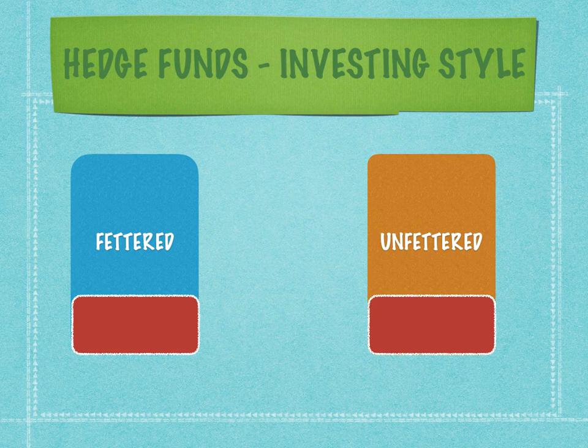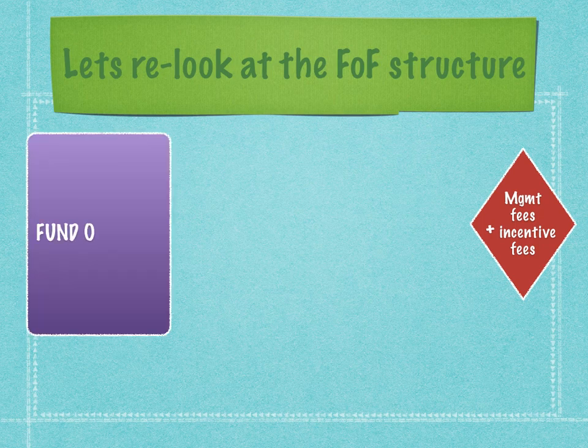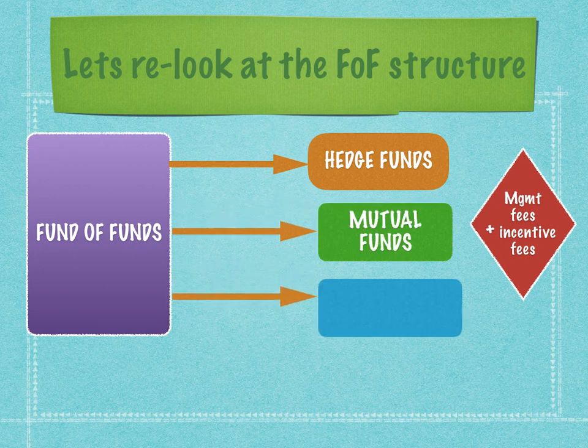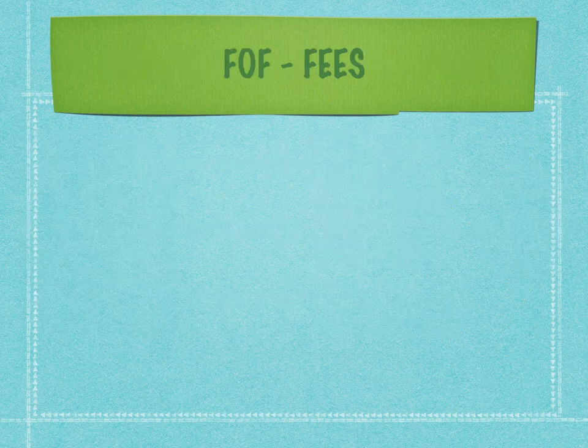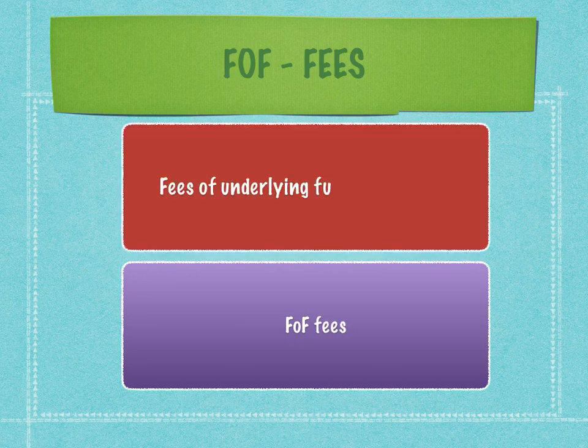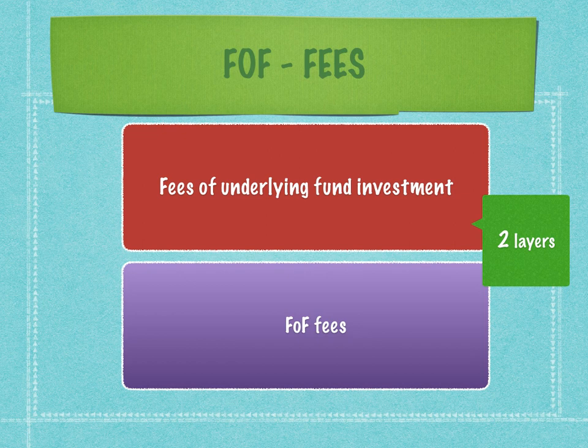Let's relook at the fund of funds structure. As you know, the fund of funds invest in different hedge funds, mutual funds, and private equity funds. And each of these funds, that is the hedge funds, the mutual funds, and the private equity funds, have their own management fees plus incentive fee structure, which the fund of funds will be paying, right? Because it's an investor into each of these funds. And therefore, in a fund of fund, the fee structure is two-layered. That is the fees of the underlying fund investment as well as the fees of the fund of funds. This is a very unique concept.